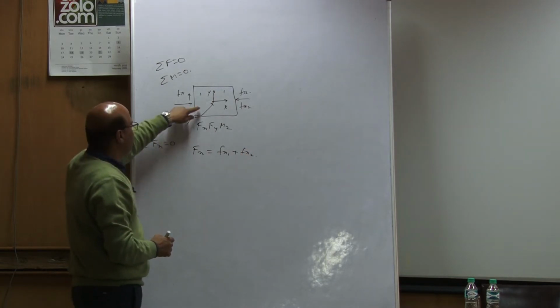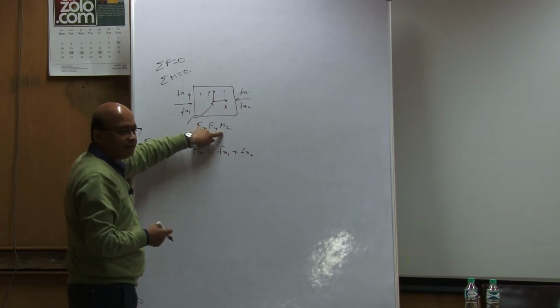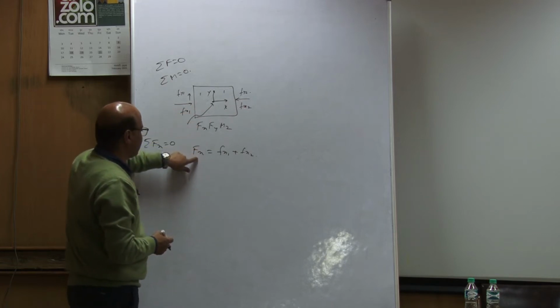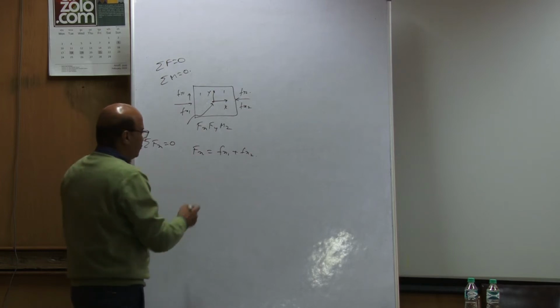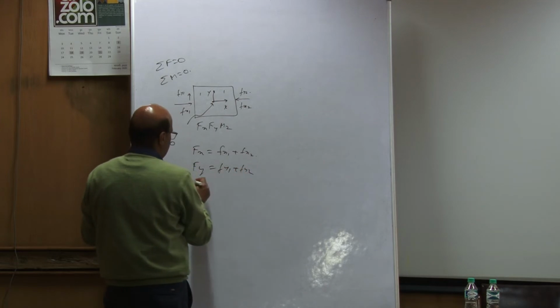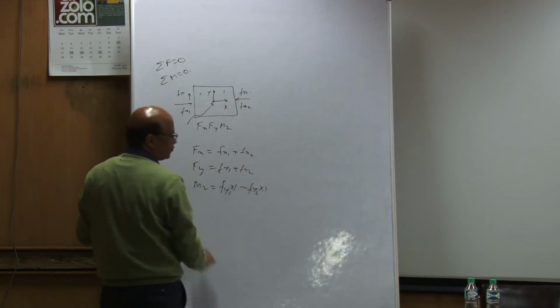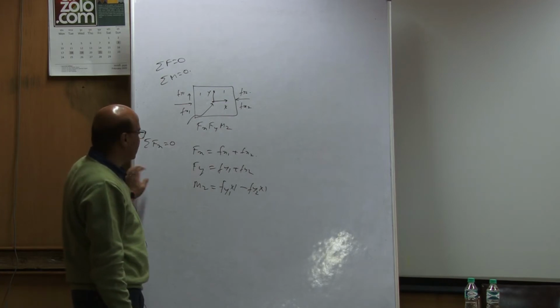For static equilibrium, these forces must be balanced by those forces. This is the body mass or weight or whatever. This has to be balanced by that and that. Now, fx is like this. Similarly, fy I can write. Then mz I can write. So fy is equal to fy1 plus fy2. And mz is equal to fy1 into 1 minus fy2 into 1. That's three equations, 2D. So in 3D, there will be six equations. In 2D, there are two force equations, one moment equation, right?